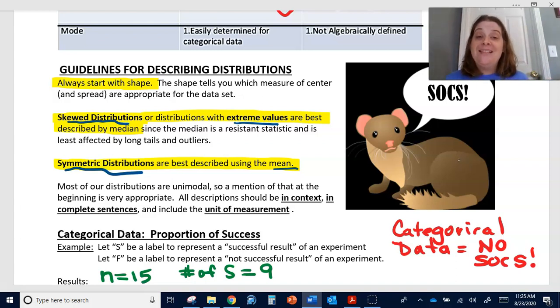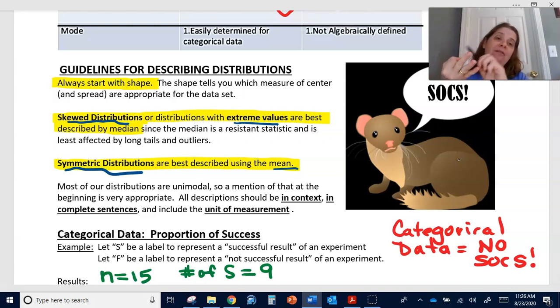Okay, you need to use complete sentences, and you always need to include the unit of measurement if it's continuous. So don't just say it's 100.8. Say it's 100.8 degrees, or it's 62 inches, or whatever you have it measured in. All right, so mode then is our last one.